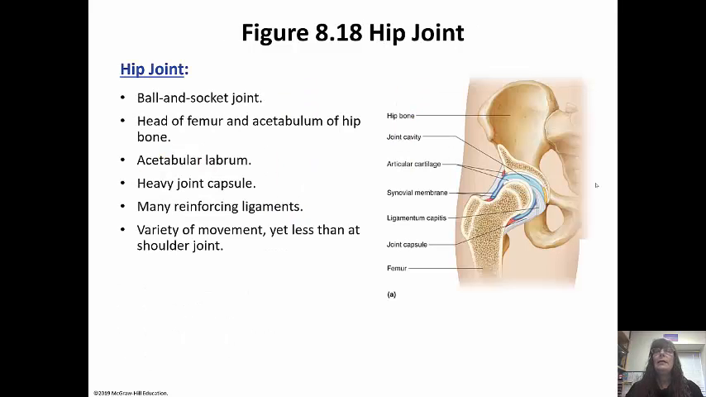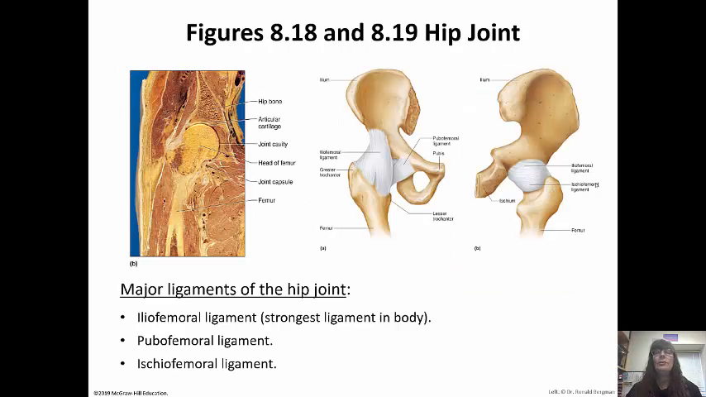The hip joint, again, a ball and socket joint, but the head of the femur and the acetabulum of the hip bone fit much more deep and cushier, so it's a lot more stable. The acetabular labrum kind of helps stabilize it as well. There's a very heavy joint capsule and a lot of reinforcing ligaments, so that we have a variety of movement, but not as much as the shoulder joint because it's so much more stable. The major ligaments are the iliofemoral ligament, which is the strongest ligament we have in our body, the pubofemoral ligament, and the ischiofemoral ligament.